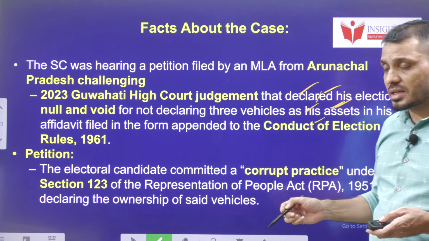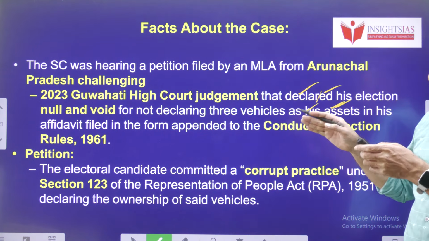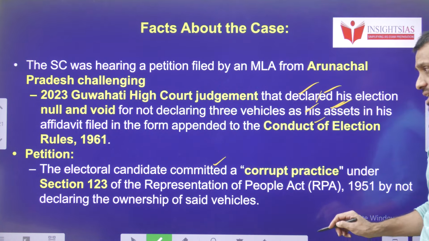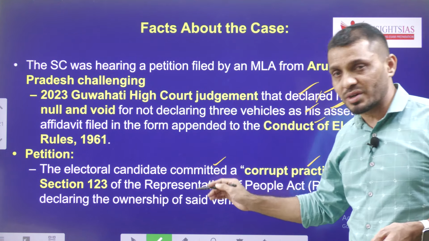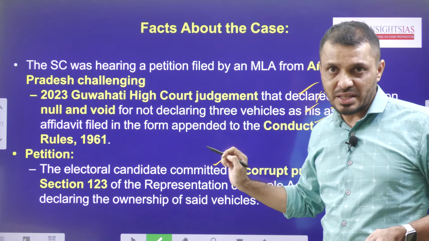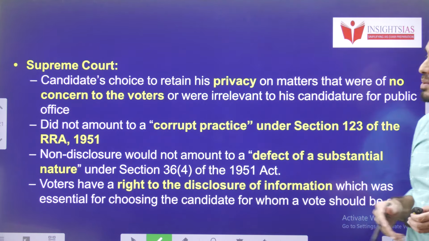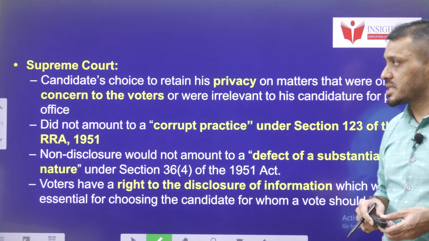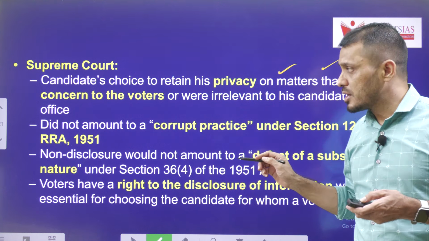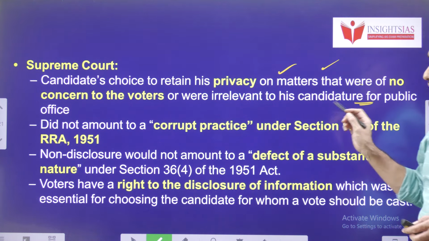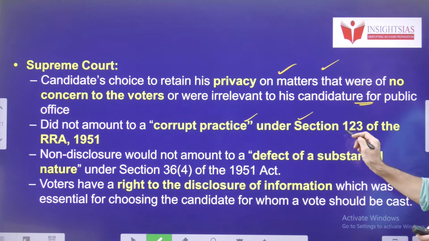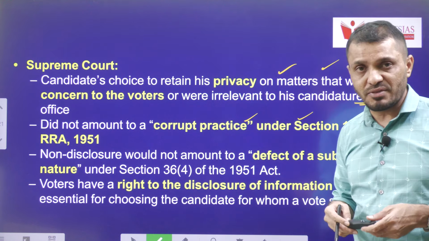The petitioner, I mean the person who filed this case in the Guwahati High Court, was arguing that the electoral candidate committed a corrupt practice under section 123 of the Representation of the People Act, 1951, by not declaring the ownership of the vehicles. So here the Supreme Court observed that the candidate's choice to retain his privacy on matters which are not concerned with the voters is valid, and it did not amount to corrupt practice under section 123 of the Representation of the People Act, 1951.